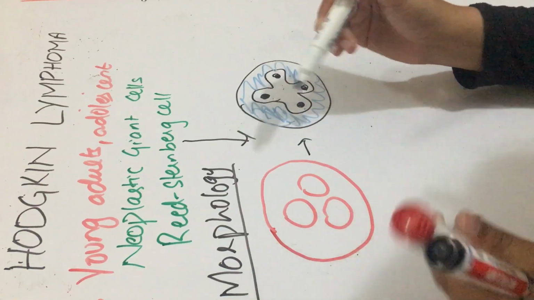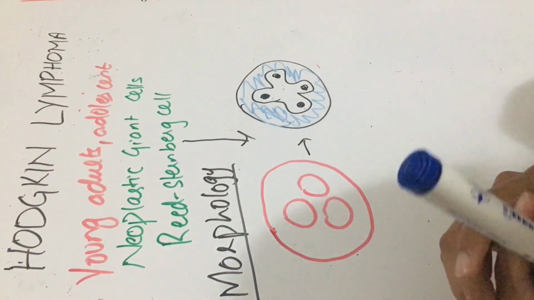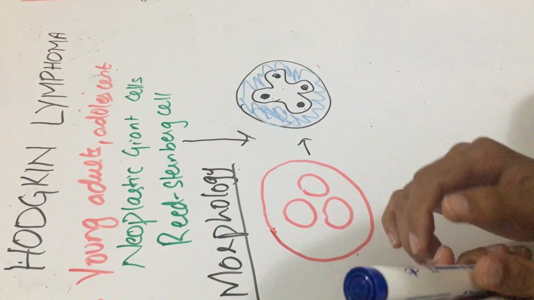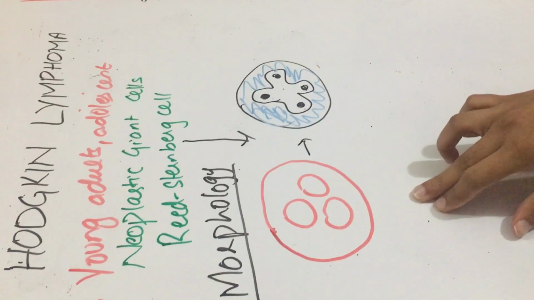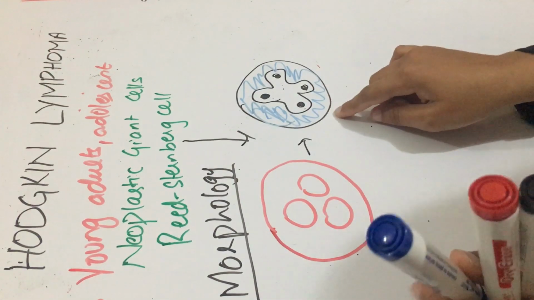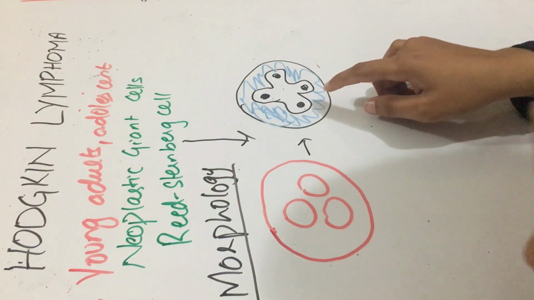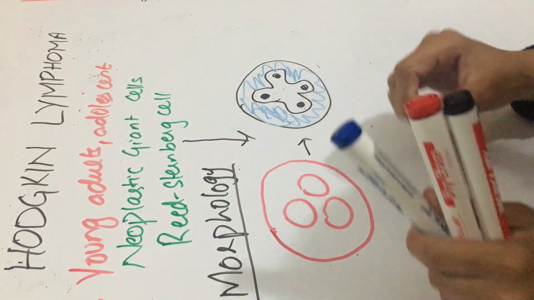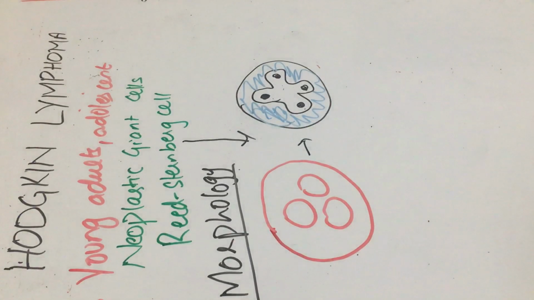So I am again repeating the morphology of the Reed-Sternberg cell. Either it contains multiple nuclei in a single giant cell, or there is a single nucleus with multiple lobes, and each lobe has its own inclusion-like nucleolus, and there is abundant cytoplasm.